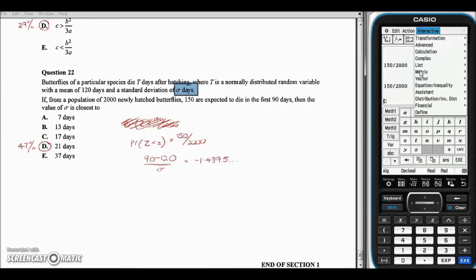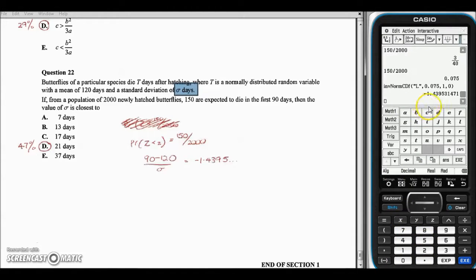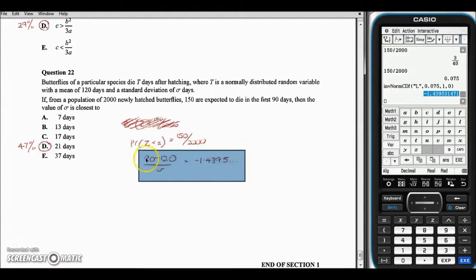So I can use an inverse normal distribution here to work out what my z-score is. I want to know z is less than what gives me a probability of 0.075. The answer is that my z-score is negative 1.439531471. Using the z-score formula, 90 minus 120 divided by the standard deviation is that. If I solve that in the calculator, I get 20 point something, which is closest to 21 days.